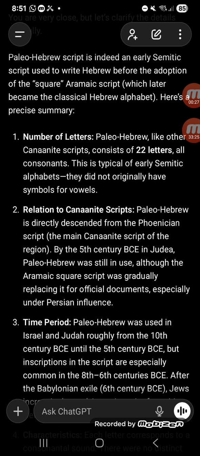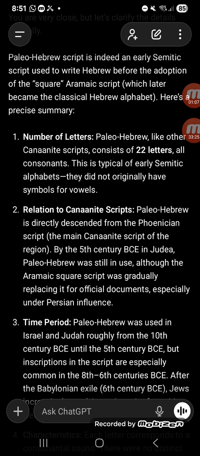Here is a precise summary. Number of letters. Paleo Hebrew, like other Canaanite scripts, consists of 22 letters, all consonants. This is typical of early Semitic alphabets. They did not originally have symbols for vowels. Relation to Canaanite script. Paleo Hebrew is directly descended from the Phoenician script, the main Canaanite script of the region.